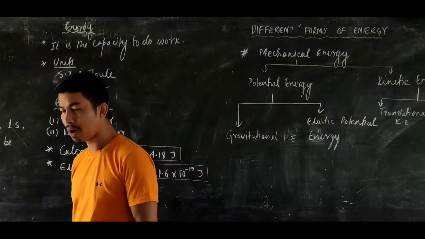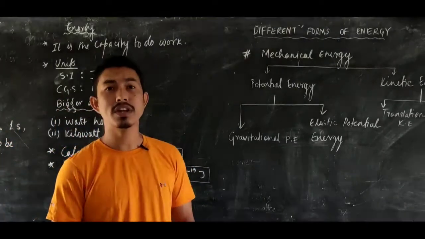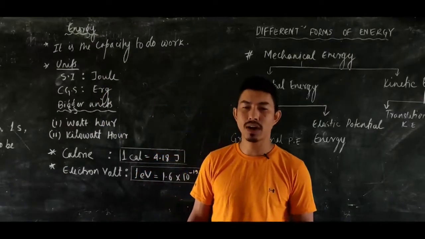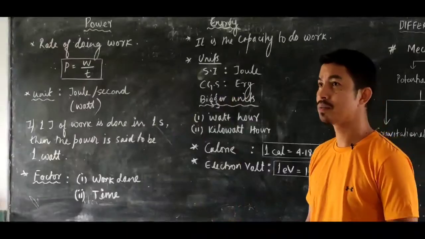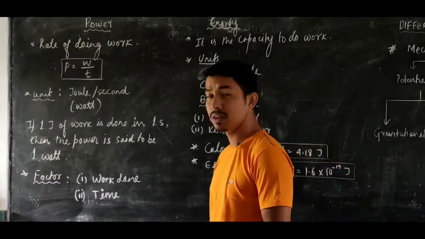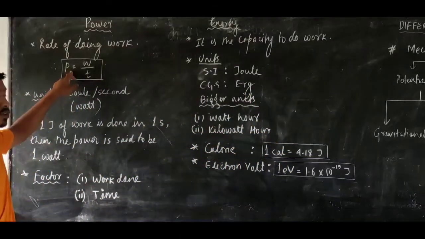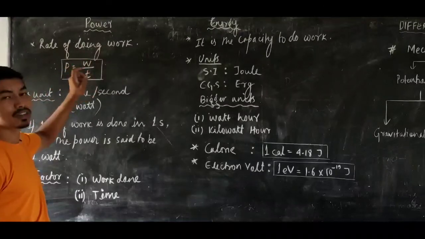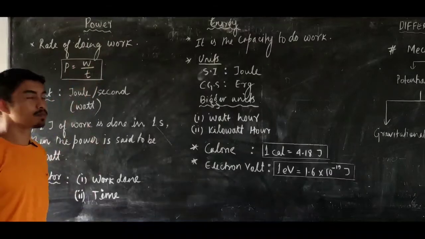Coming to the term power, what does power mean? Power is literally the rate of doing work. Power tells us how fast a machine is capable of doing work. Power is simply the rate of doing work, and it can be calculated by the formula power is equal to W divided by T, where W is the work done in the given time T.